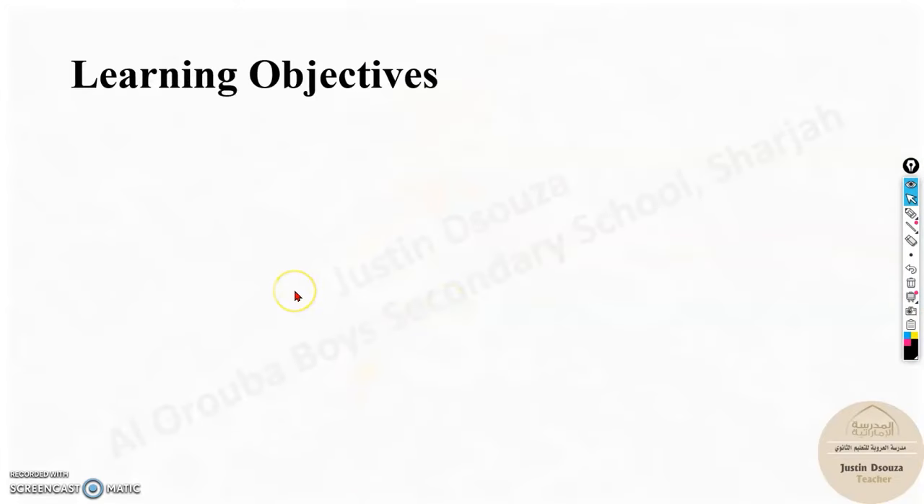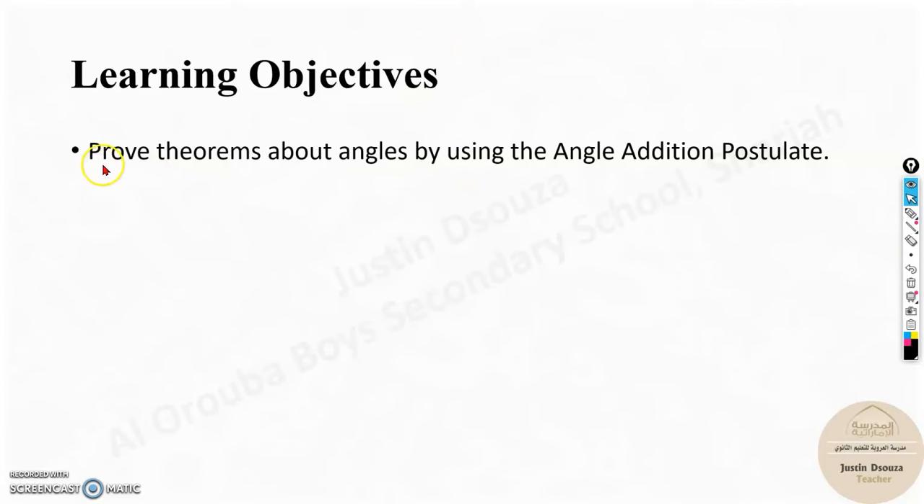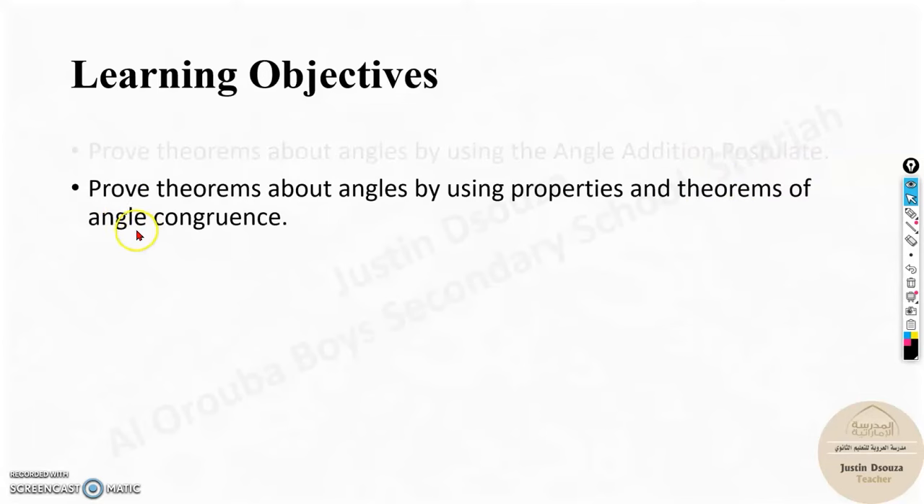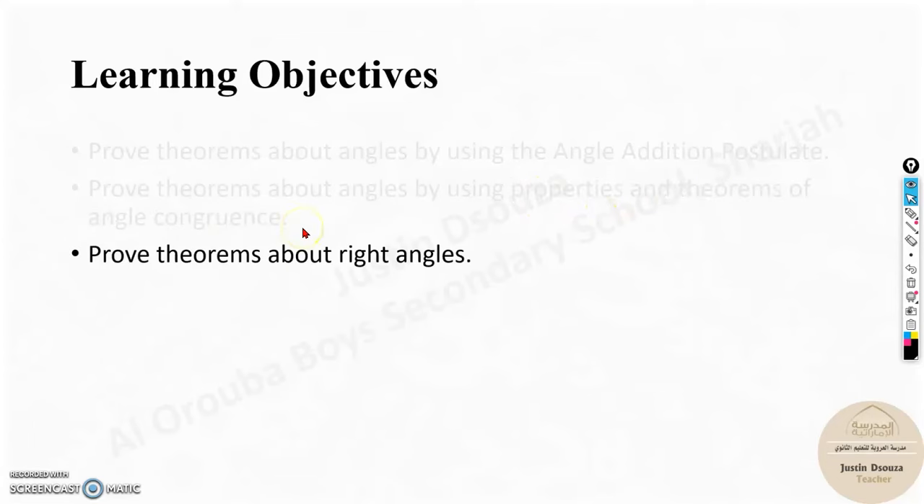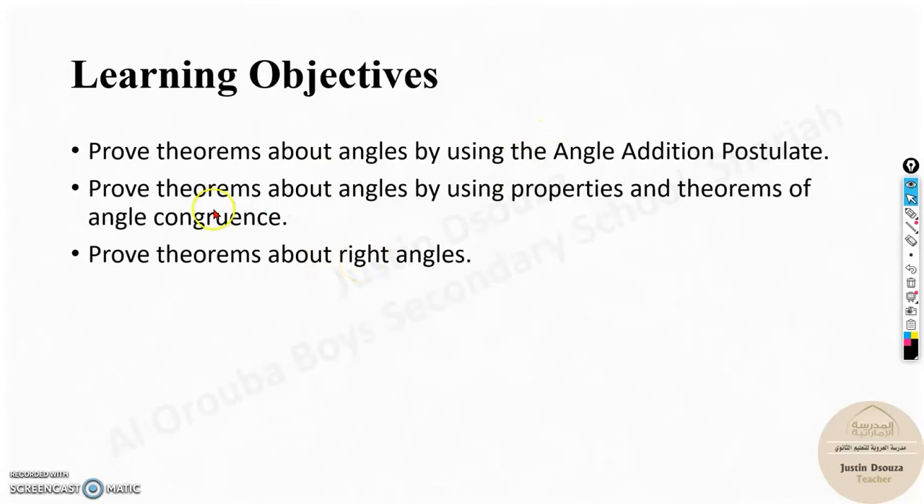We will look into the learning objectives of this lesson: to prove theorems about angles by using the angle addition postulate, to prove theorems about angles by using properties and theorems of angle congruence, and finally to prove theorems about right angles. We will learn all of these in the coming videos.